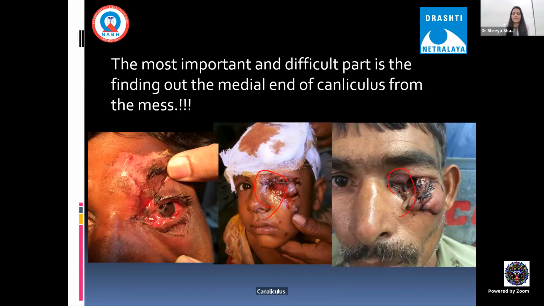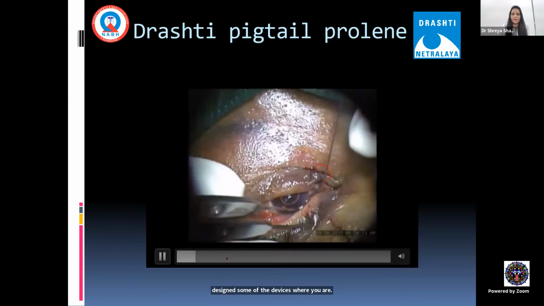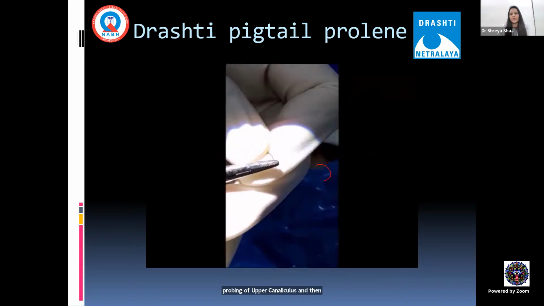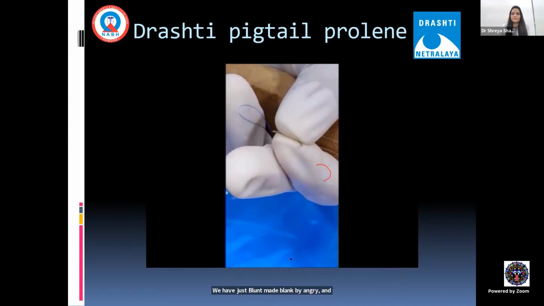So we have designed some devices. If on inspection you are not able to see the medial cut end, we have just done the probing of the upper canaliculus, and then a 4-0 Prolene suture we have made blunt on the table, and then made blunt by MV, and then you can see the tip is blunt.